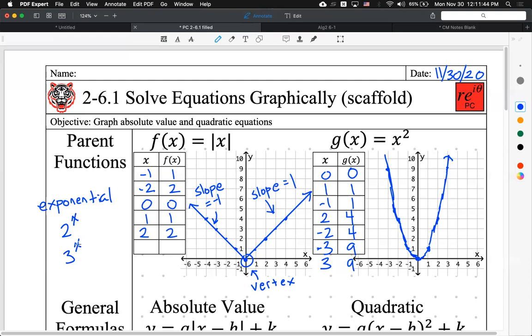And again, I'm going to be pointing out the same thing. This bottom turnaround point, I'm going to call that the vertex. And to get that second point, again, I went right one, up one. To get this second point over here, for the absolute value function, I went right one, up one. They're almost the same, slightly different shapes.